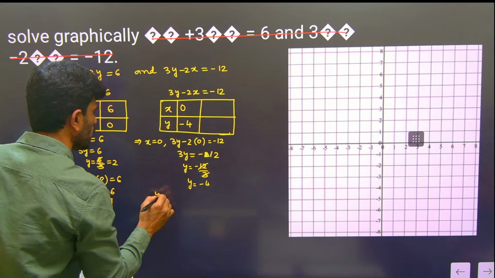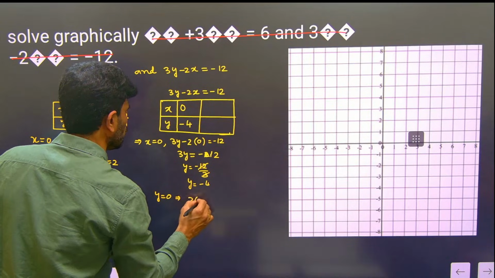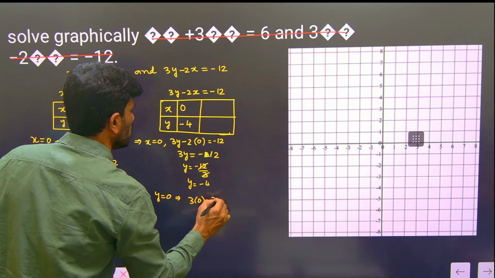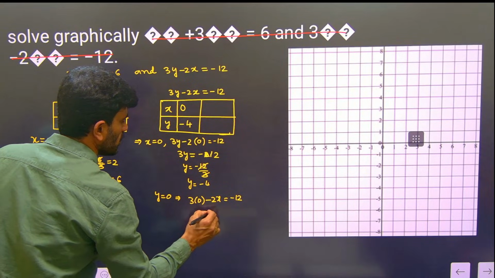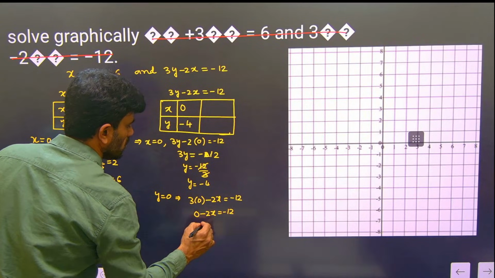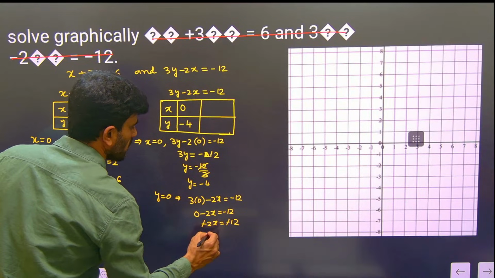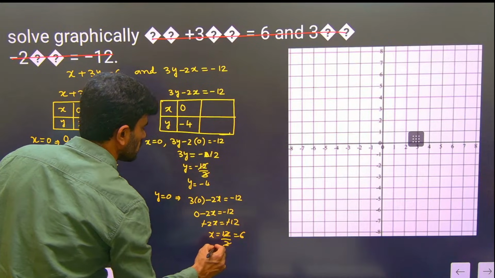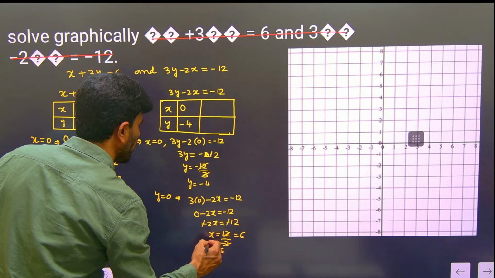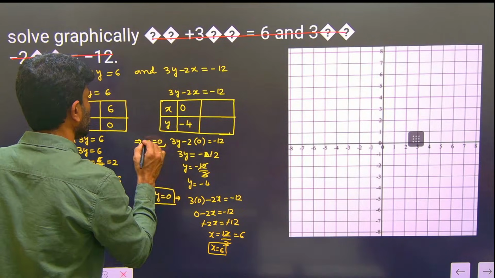Similarly, one more time, y is equal to 0 we take. Because what happens? 3 into 0 minus 2 into x is equal to minus 12. That is 0 minus 2x is equal to minus 12. So minus 2x is equal to minus 12. Minus minus will be cancelled. X is equal to 12 by 2. X is equal to 6. So you should be careful in finding points. If you make a mistake in finding points, the graph also will come wrong.